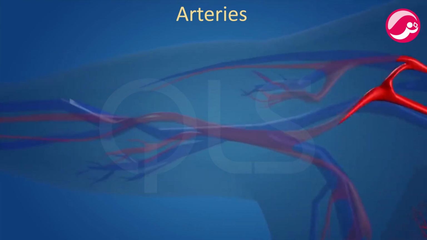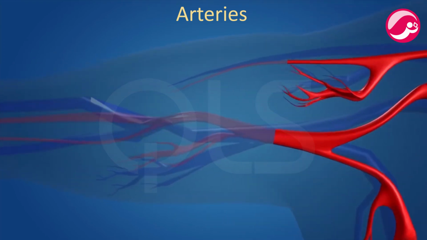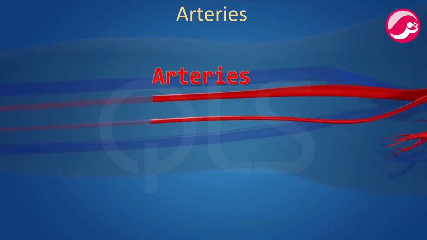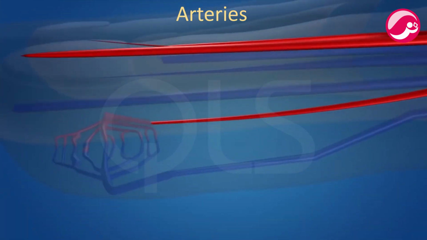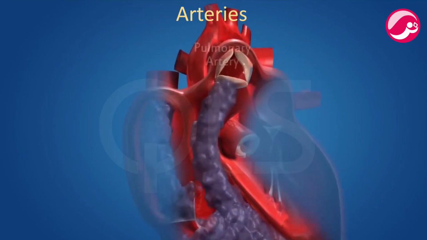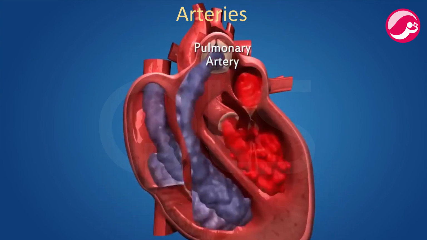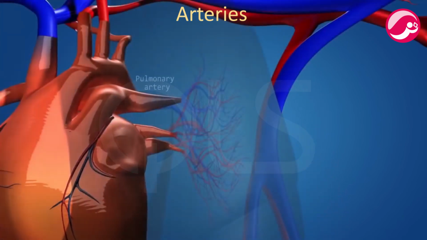Arteries are with thick walls as the heart pumps blood with greater pressure into the arteries. In turn, arteries also offer some pressure on the blood. This is called peripheral resistance. Pulmonary artery carries impure blood to lungs from heart.